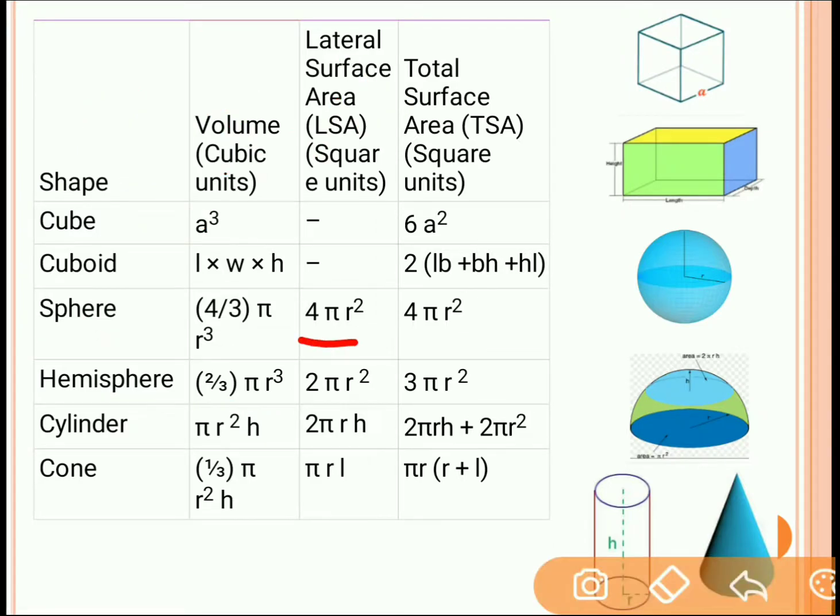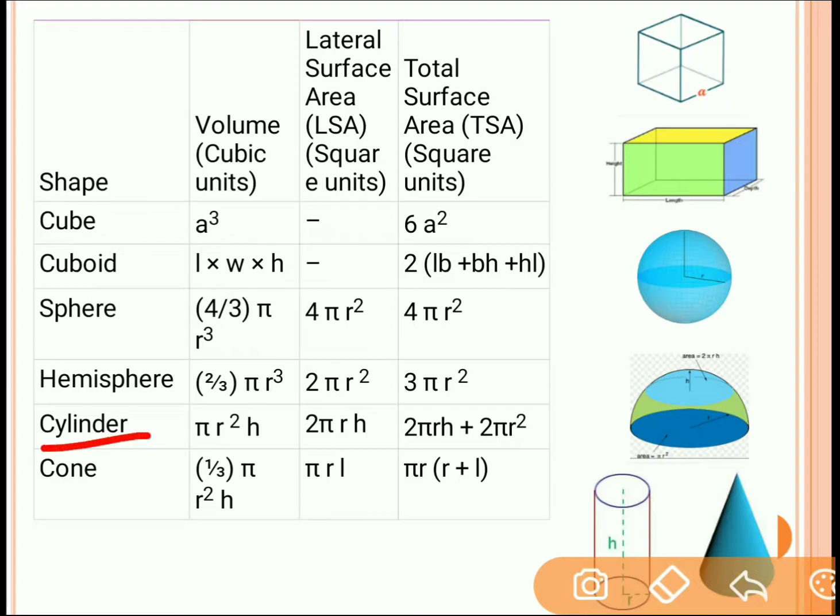Surface area will be half of that of the sphere. So in a hemisphere, the lateral surface area is 2 pi r square. However, you need to remember the total surface area of the hemisphere. Total surface area of the hemisphere will be the area of this curvature, that is 2 pi r square, plus the area of this bottom circle. The area of this bottom circle is pi r square. So the total surface area of the hemisphere is 3 pi r square.